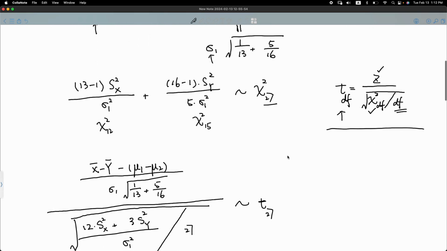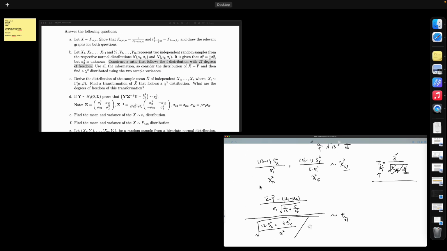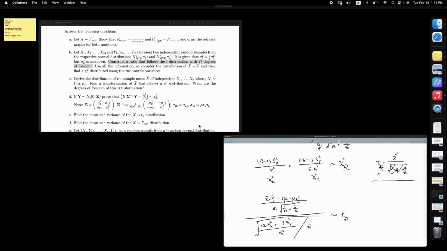Okay, after that, we just need to plug into our formula for the t distribution, which is that, and then we plug in the corresponding components, and we have our final answer. Okay. Any questions or comments?